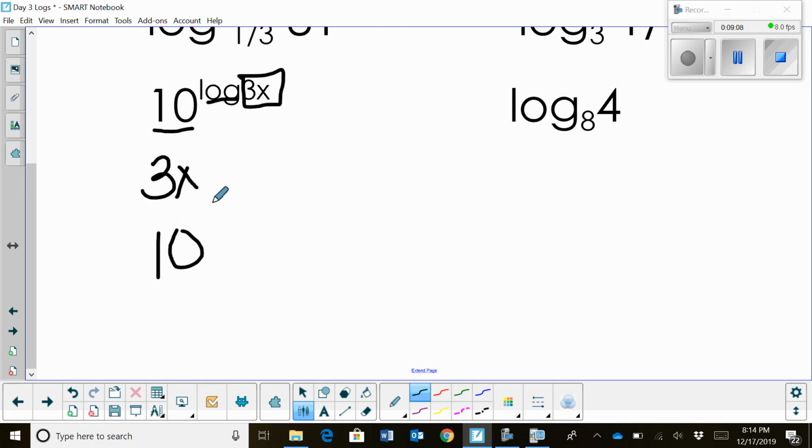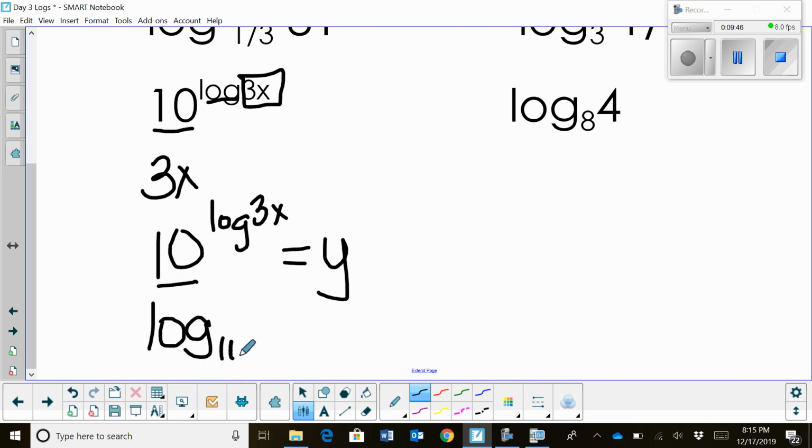So let's take base 10 to the exponent of log of 3x. Now remember, this is an exponential form. Even though there's a log in the exponent, it's still an exponential form. I have a base, I have an exponent, and I'm going to set it equal to y, because I already have an x in the equation, and I don't want to set it equal to x, because that would get confusing. So now I'm going to solve for y. In order to do that, I need to change to log form. So I'm going to take log base 10 of y is equal to my exponent.